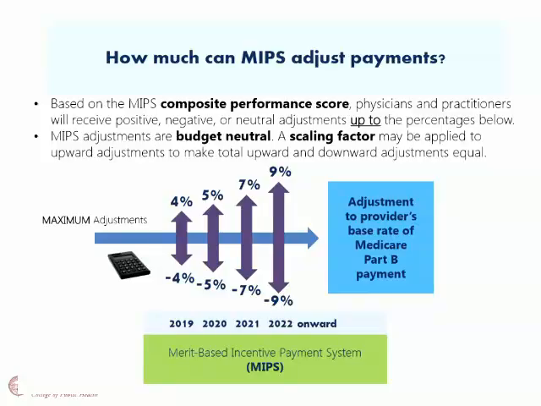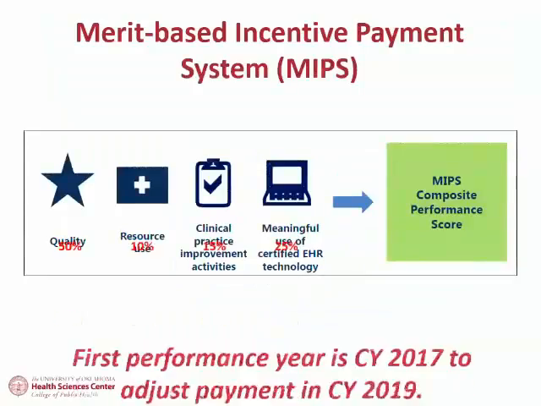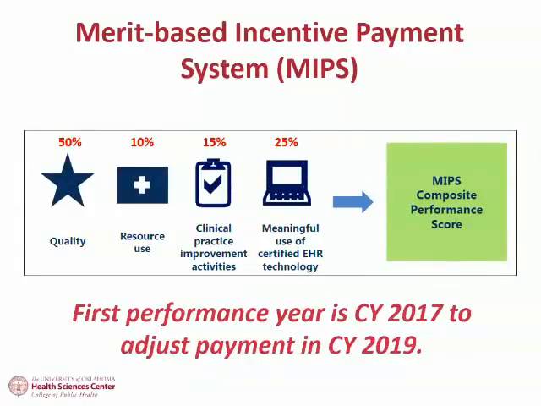And if your costs are high and your quality is poor, up to 9% of your payment in 2022 would be subject. That's everything that you bill Medicare, inpatient and outpatient, even though the score is based on your outpatient care. And here's how it's scored in 2019. 50% of the score on your quality of care in your office. 10% of the score based on your total cost of care for your patients. 15% on whether your office is doing clinical practice improvement, and 25% on whether you're using your electronic medical record meaningfully.